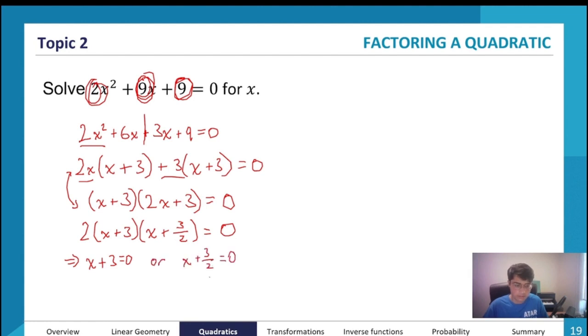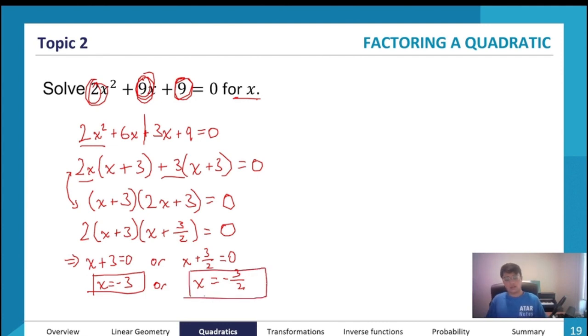equal to zero. We can then move 3 over to solve for x. So we get x equals negative 3, or x equals negative 3 over 2. So that's our solutions there. We've solved for x. We either have x equals negative 3 or x equals negative 3 over 2. Now, if you want to, you can check your answers by substituting them back into the equation and making sure that everything reduces down to 0.